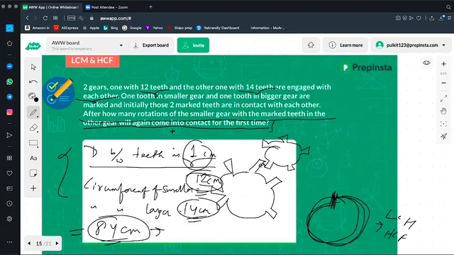Now we have to find the number of rotations. So the total distance is 84 centimeter. Circumference of the smaller gear is 12 centimeter. So in 84 centimeter, how many rotations will the smaller gear complete? 84 upon 12, which is 7. Yes or no, guys? Is that clear? Shall I move on to the next question?